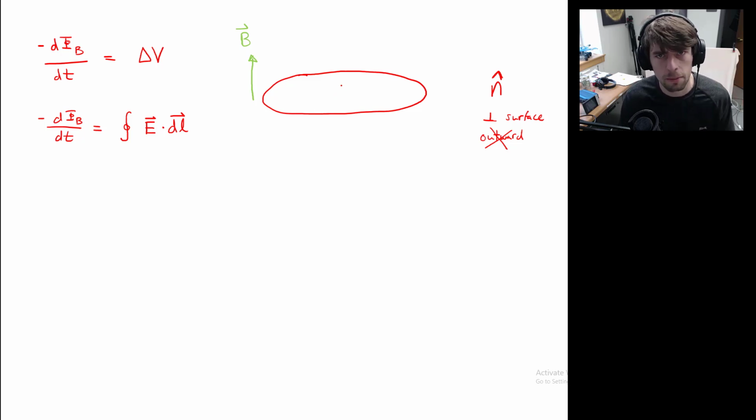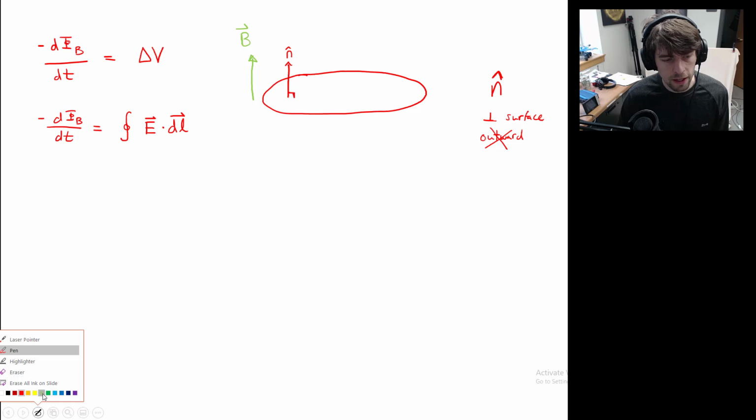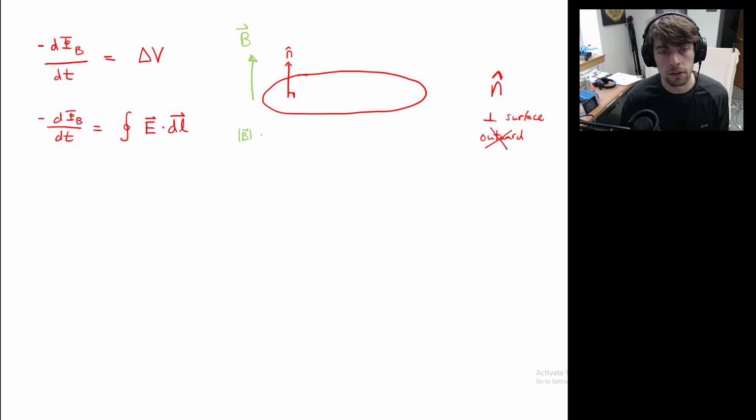Let's go through an example here. So I'm going to say for a moment, let's say that n hat is upwards as well, parallel to the magnetic field. And while we're at it, let's say that the magnetic field is increasing. So we'll say that B is increasing.